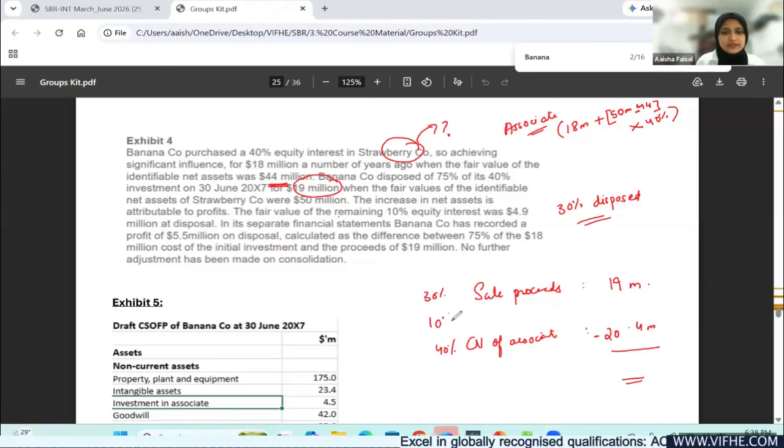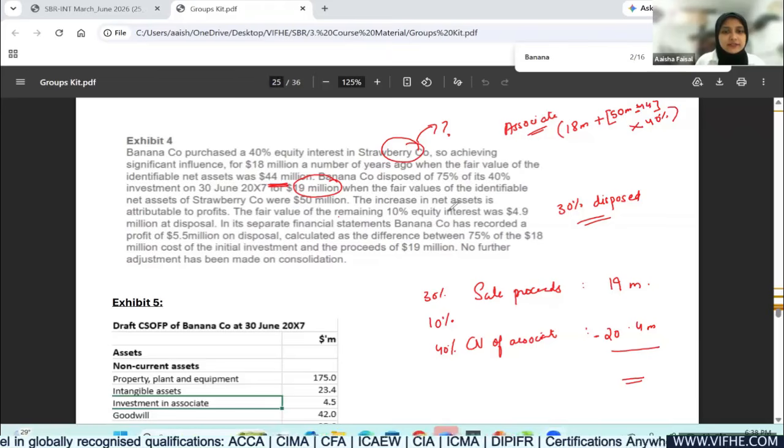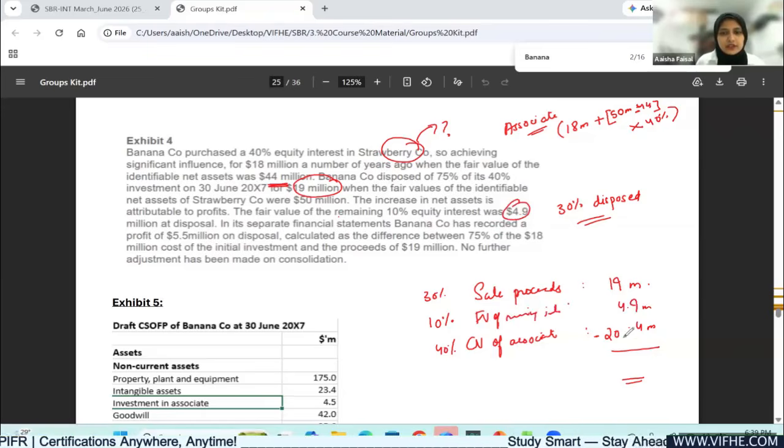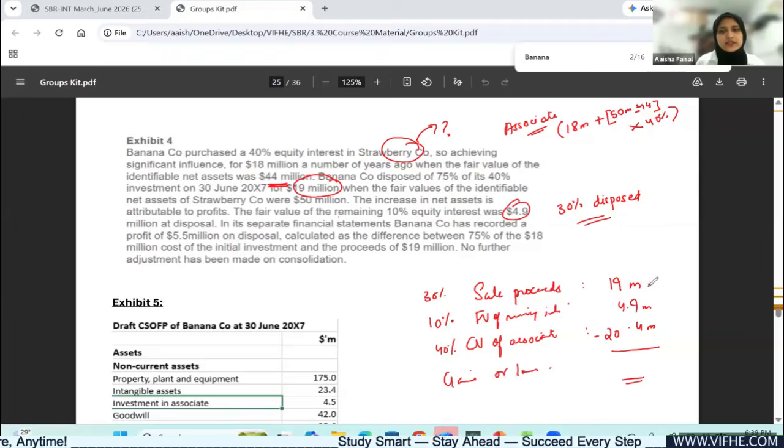So what is this remaining 10%? Fair value of the remaining 10%. Yes, so the increase in net assets is attributable to profits. Fine. The fair value of the remaining 10% interest in equity was 4.9 at disposal. So fair value of remaining interest is 4.9. When you do this, you will get the gain or loss on disposal of associate. So whatever this is, you will get it. But this is how you will do it.